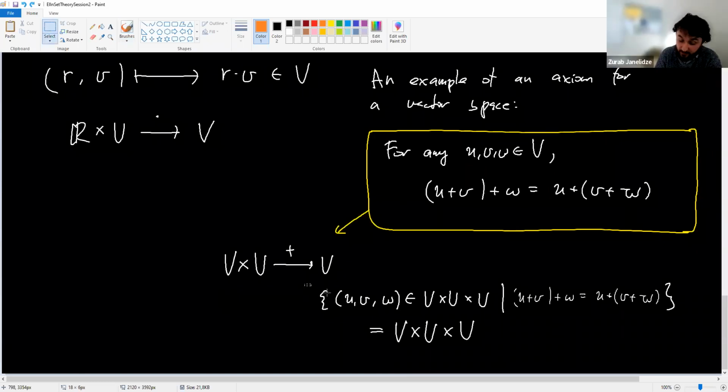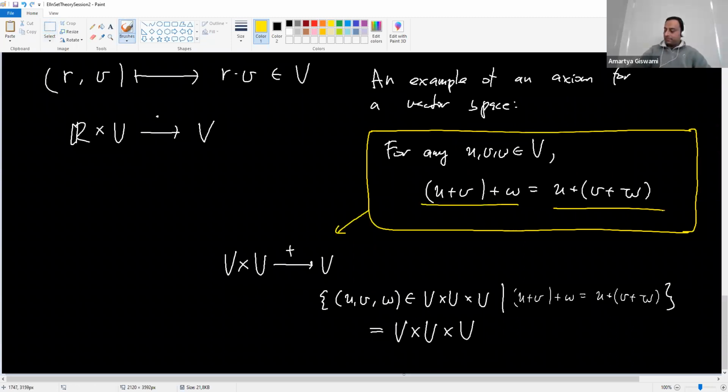We know what it means for two sets to be equal. Okay, good.